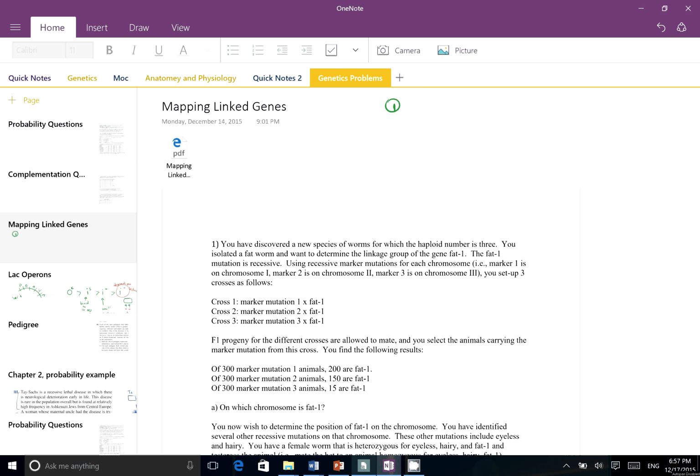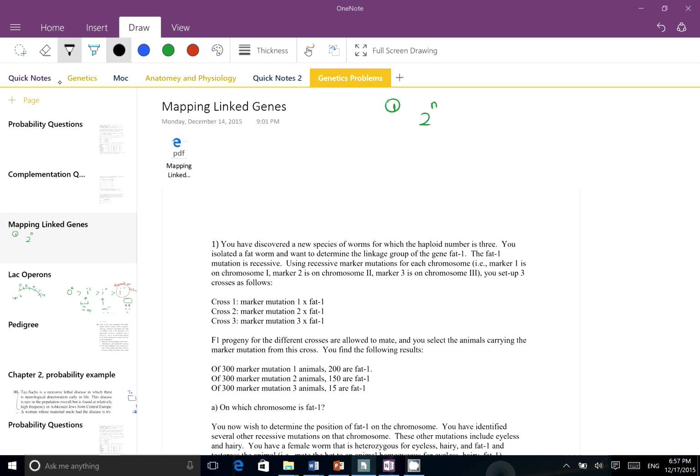To do that, you use this equation, 2 to the power n, and n here is the number of chromosomes. The result of this equation will give you the number of parental groups. So number of chromosomes, number of parental groups.